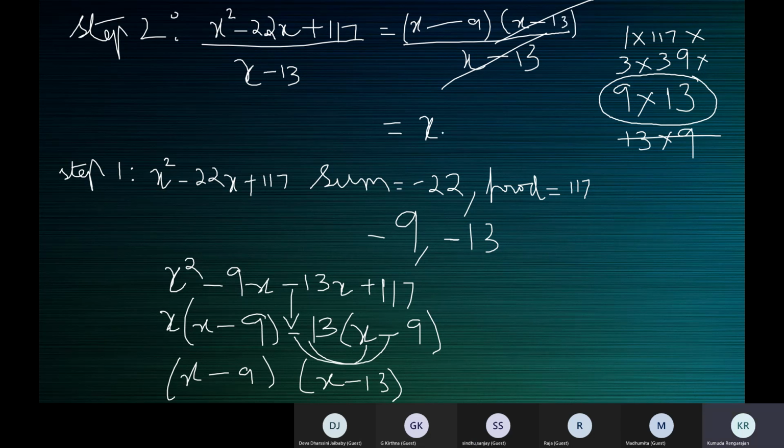Children, if there's noise in the background, kindly do not unmute. Please do not unmute.